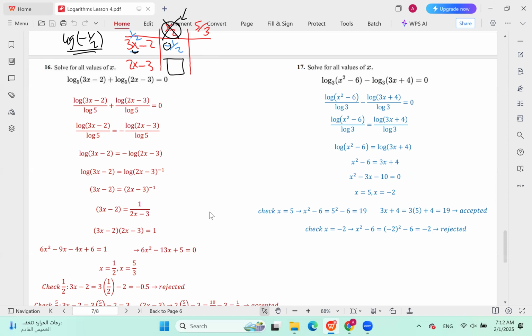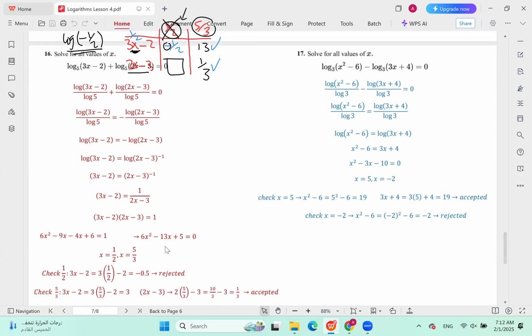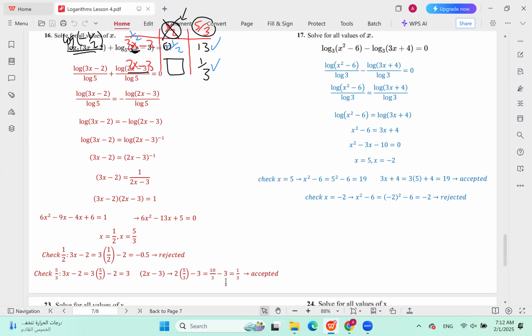Now for the 5 over 3, if we plug it here, we get 1/3, and if we plug it here, we get 10 over 3 minus 3, which is 1 over 3. Again, like I said, we don't have to get the same result. We just have to ensure that they're both positive numbers. And this is the case here. Hence, this is accepted. So you're going to see here in the second check, we got an accepted solution.